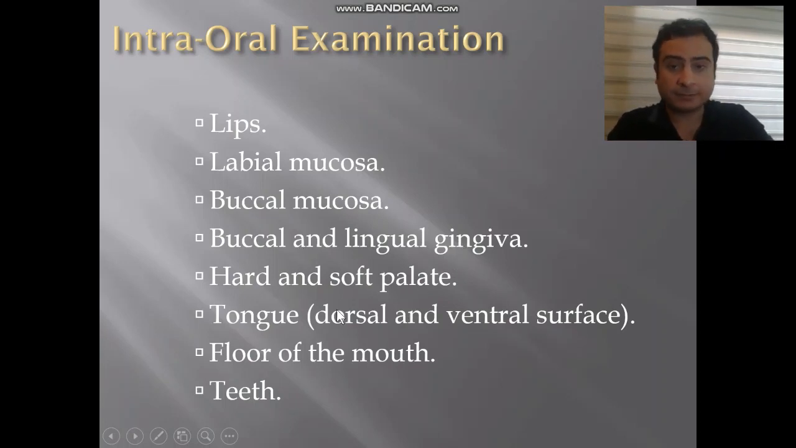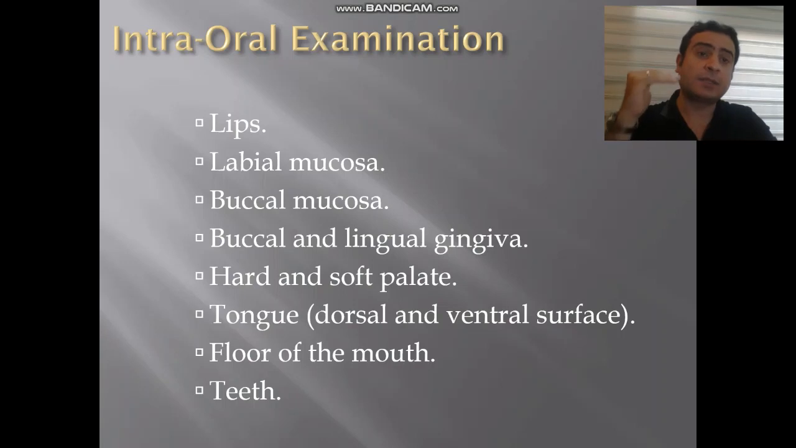Then the hard and soft palate, the tongue, of course, including its dorsal, ventral, and lateral surfaces. The floor of the mouth also needs to be examined, and the last part we examine is the teeth, which is the hard dentition. So we start with the soft structures, and then we move to the teeth. We leave the teeth as the last part of the intraoral examination.